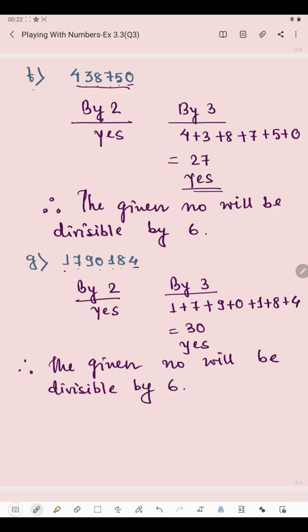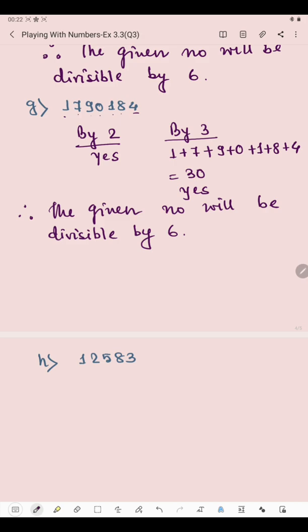Now coming to the next number. Now in the H part we have 12583, in which 3 is an odd number which is at 1's place. So that means it will not be divisible by 2 as 3 is there at 1's place. Okay, so we will write no.